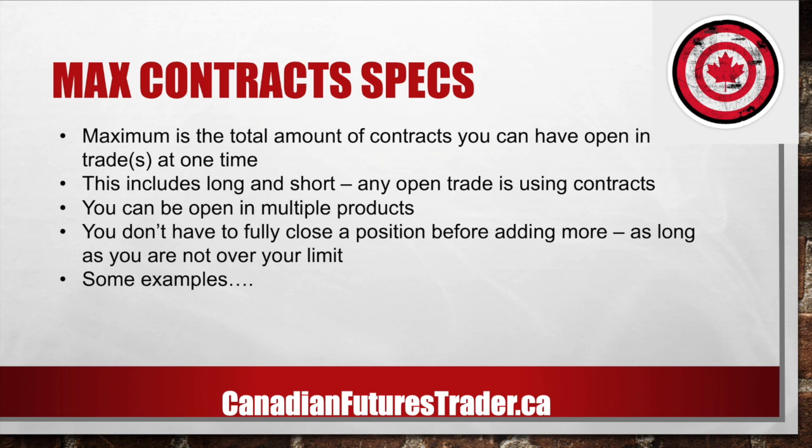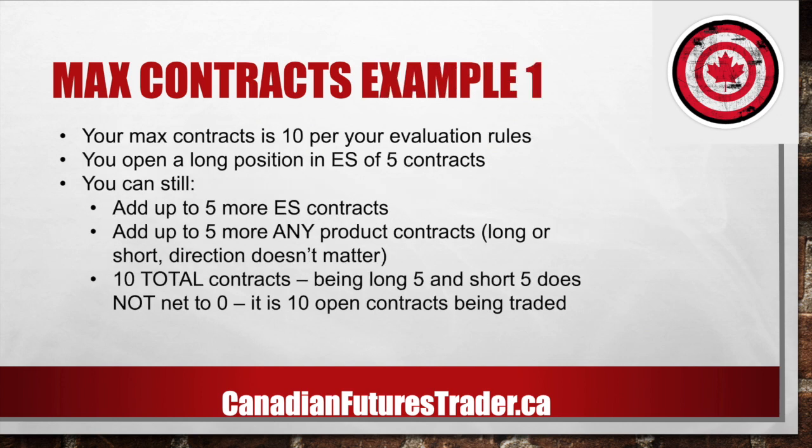So let's look at a few examples. So example number 1, your maximum contracts is 10 per your evaluation rules. You open a long position in the ES of 5 contracts. At this point, you could add 5 more ES contracts, or you could add 5 contracts of any other product. Like I said, you can be in multiple products as long as your total isn't above 10.